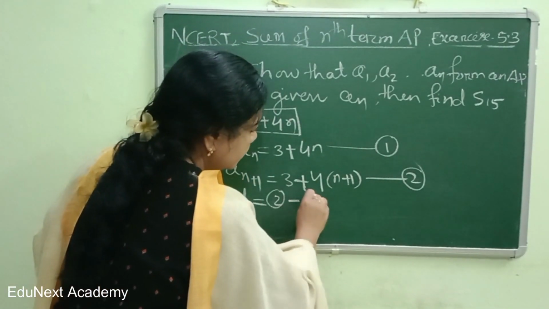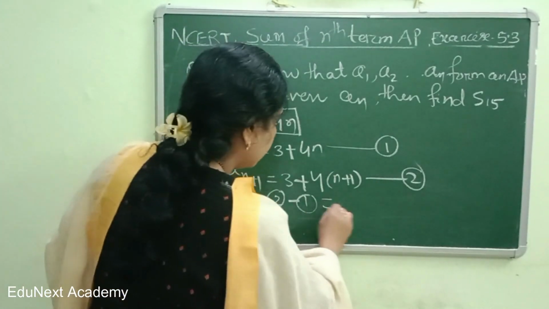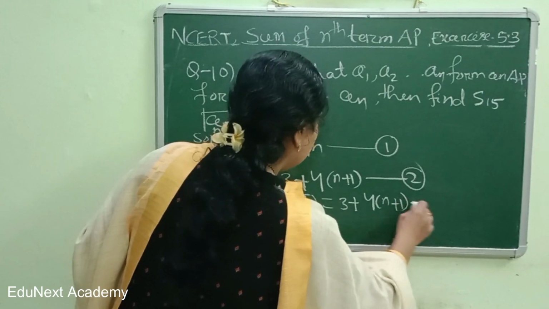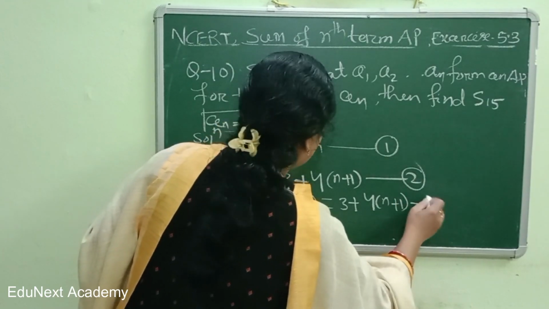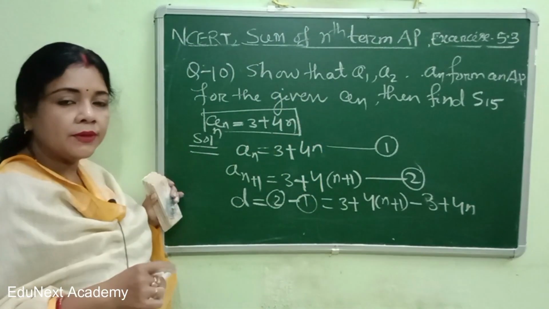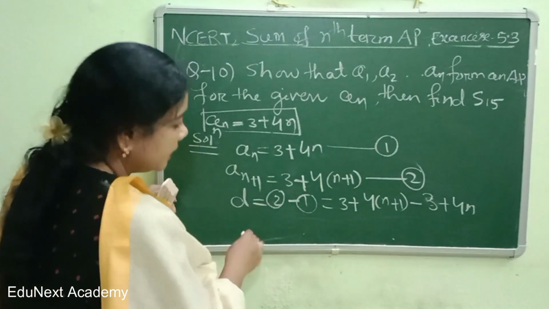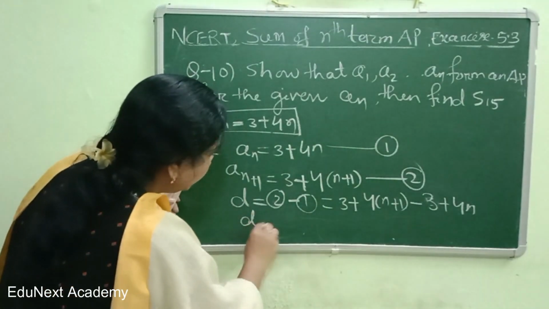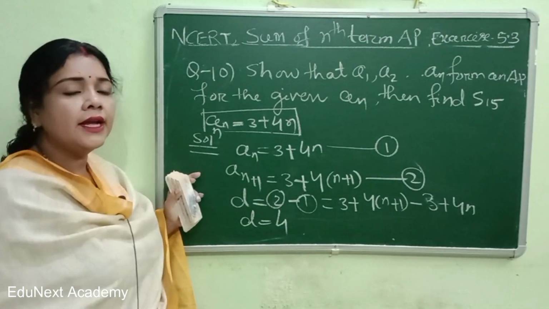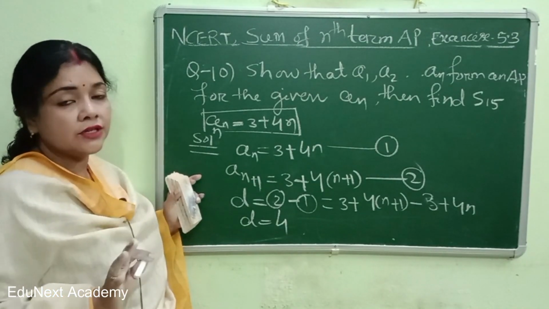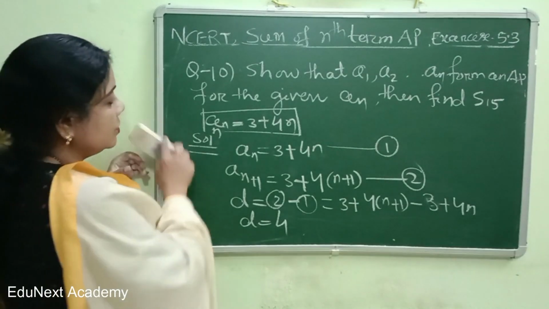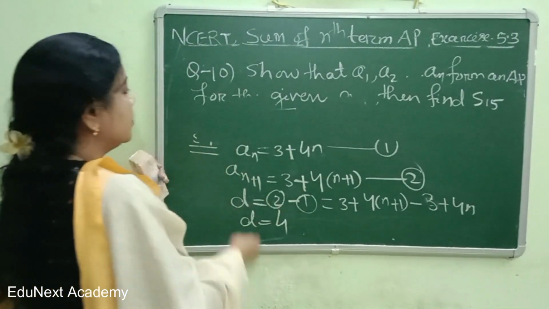That means 3 plus 4 into n plus 1, minus 3 plus 4n. Right. So after solving this equation, I got d is equal to 4. Understand? Then I have to find out what the first term is. First term means when n is equal to 1. Okay. So now let us solve for the first term.